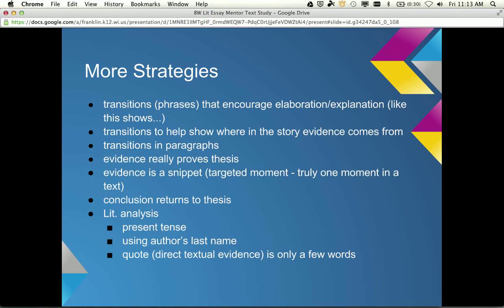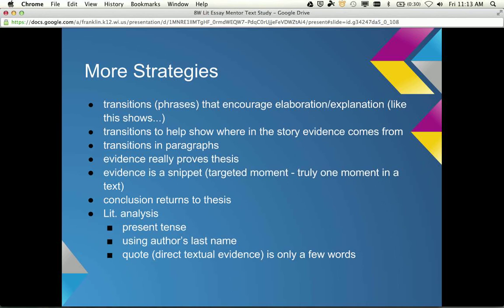Also, look at how they use transitions or transitional phrases that encourage elaboration and explanation, like "this shows" or "this tells me." Or they use transitions to help show where in the story evidence is coming from, or use them at the beginning of paragraphs.